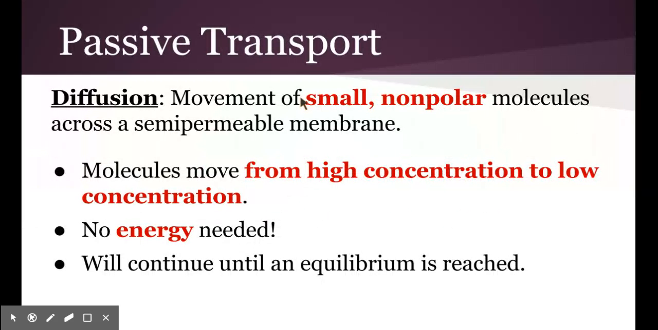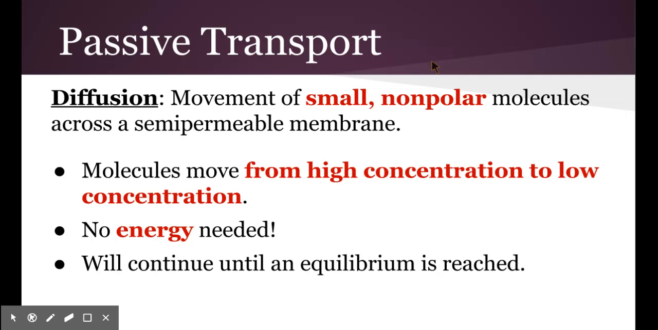Our first type, diffusion. This is the movement of small, nonpolar molecules across a semi-permeable membrane. So there's kind of our textbook definition of what diffusion is. So on the guided notes, anything that you need to record is bolded and in red. If you need to pause the video in order to catch up and watch them, please feel free to do that. So small molecules and nonpolar molecules.